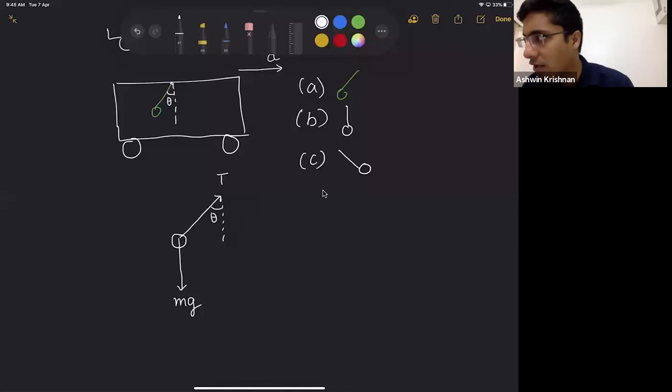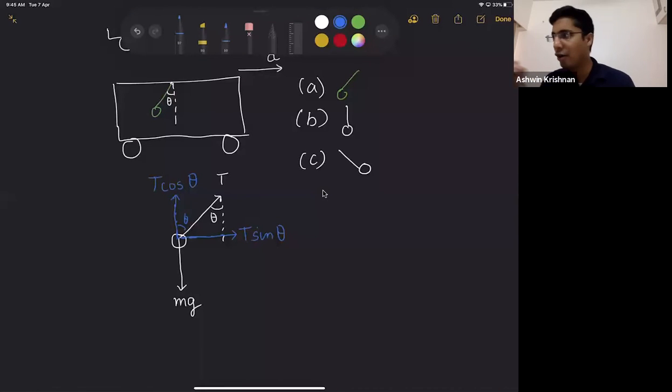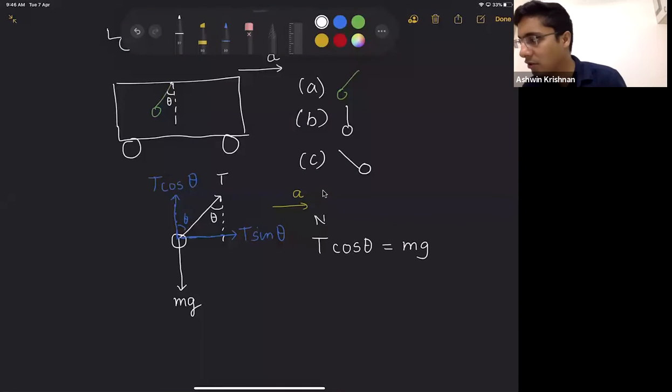Now, let's resolve tension. If this is theta, then this is going to be 90 minus theta, and by corresponding angles this is theta. So tension can be resolved as T cos theta and T sin theta. These are the forces on the pendulum. Now we can very clearly see in the vertical direction, the acceleration is not there. Acceleration is only happening in the horizontal direction. Hence, we can say that in the vertical direction, T cos theta must be mg, because there is no acceleration in the vertical direction.